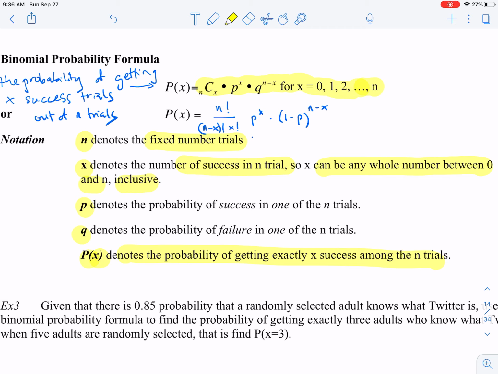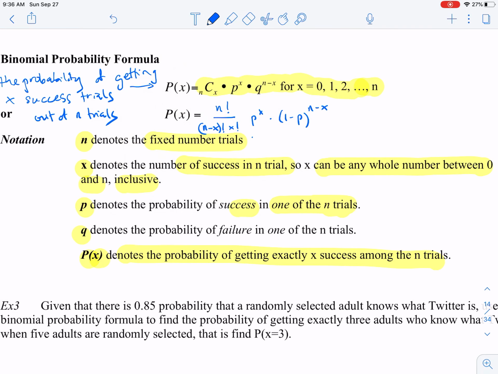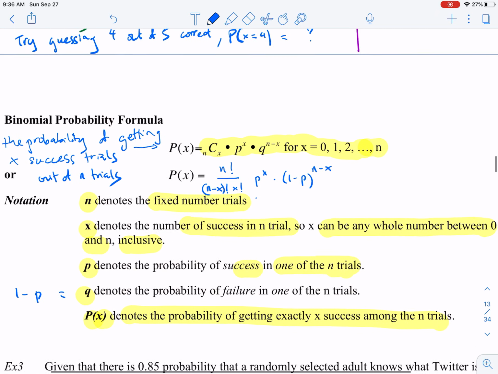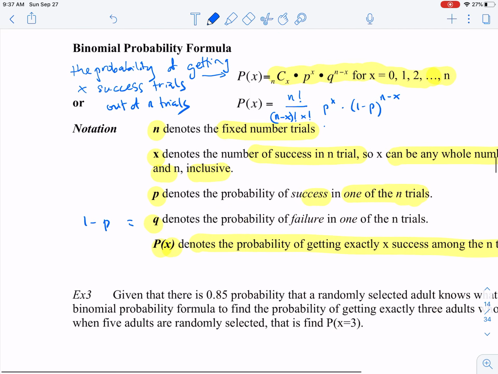P denotes the probability of success in one of the N trials. Q denotes the probability of failure in one trial. That means 1 minus P is equal to Q. And then P of X denotes the probability of getting exactly X successes among the N trials. So this is the formula. We could use the formula in this case, that's what we have with the NCR from the previous example.